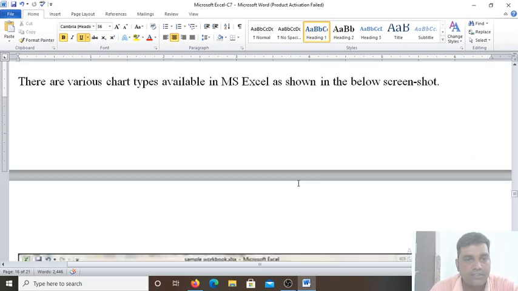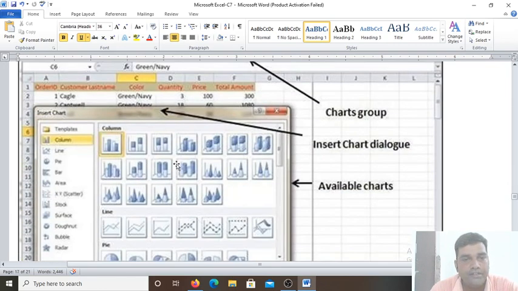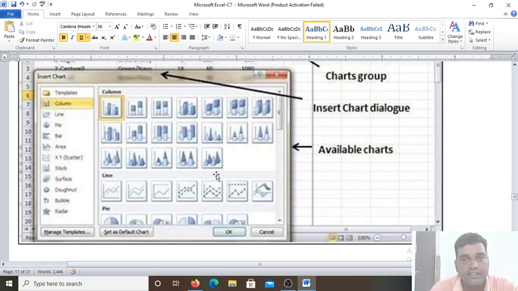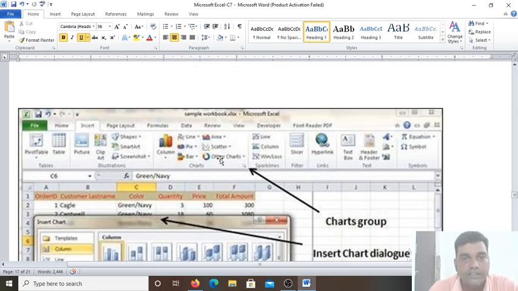So, types of chart. There are various types of charts available in Microsoft Excel. As shown below, you can see many types of charts. This is the Insert Chart dialog box. This shows the available charts, and this is the charts group. Today I will show you how to create the charts.